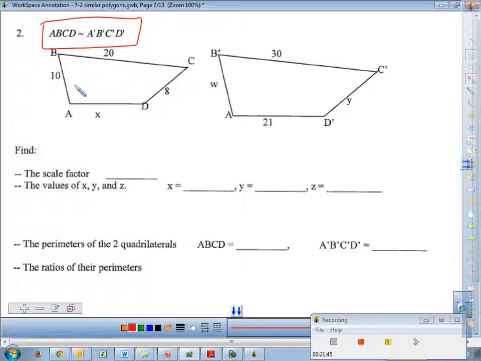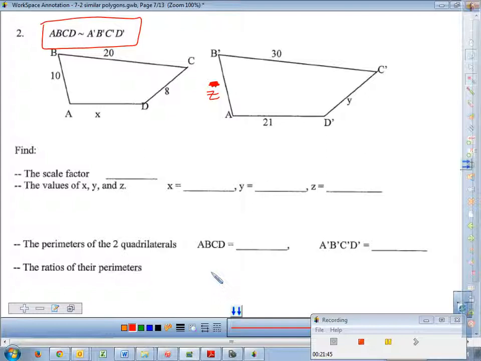Next move. They're asking you to find X, Y, and Z. There's a typo right here. Let's cross this guy out. This W shouldn't be there. Let's call that Z. Okay, and that's a typo. They're asking us to find X, Y, and Z. We can do that knowing that these are similar. Cool?